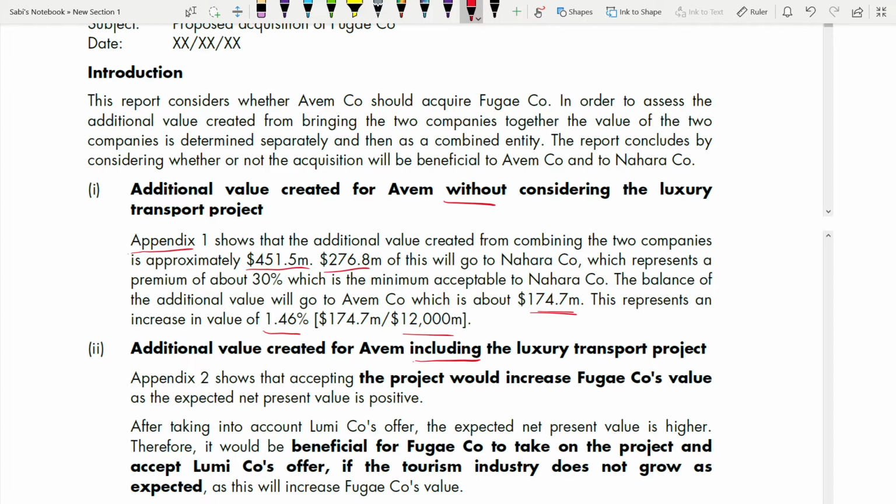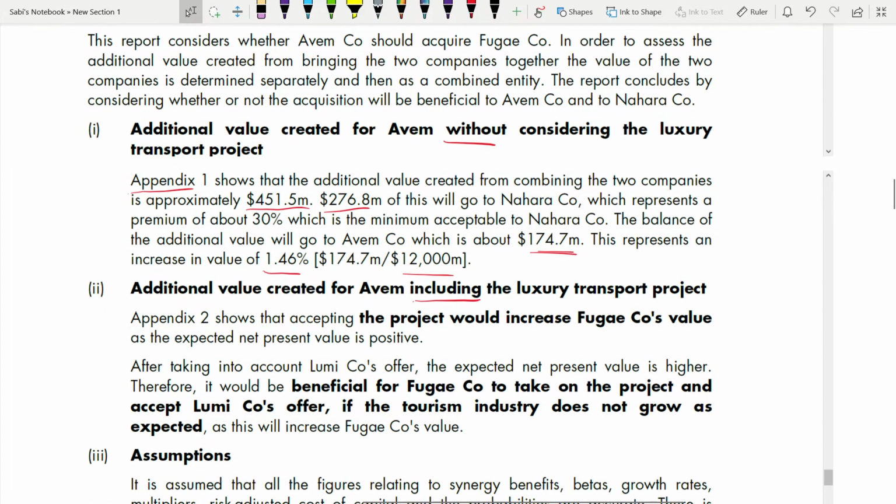So if you see in the report, what you are writing is just the main figure and a little explanation. That's it. What is the value of the combined company? How much is going to Nahara? How much is going to Avem? And what is the percentage? That's it. Coming to the second, additional value after including the luxury project.